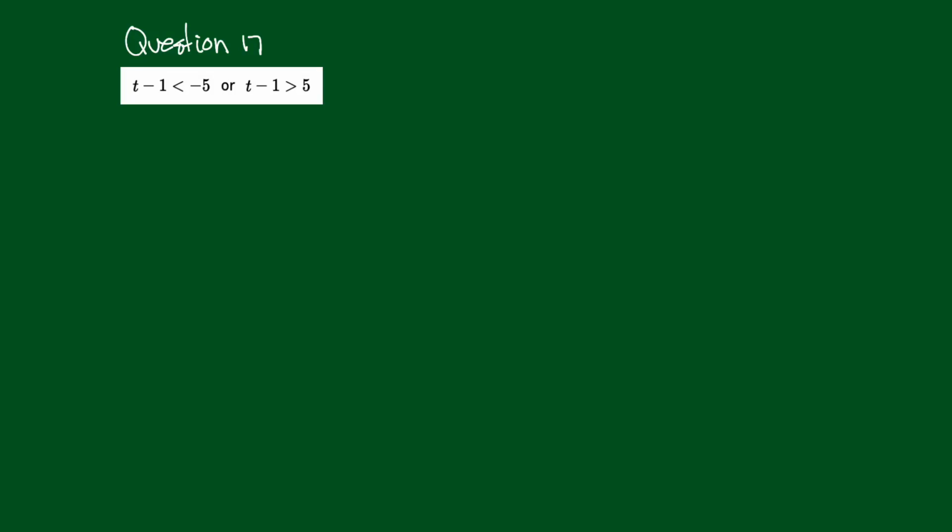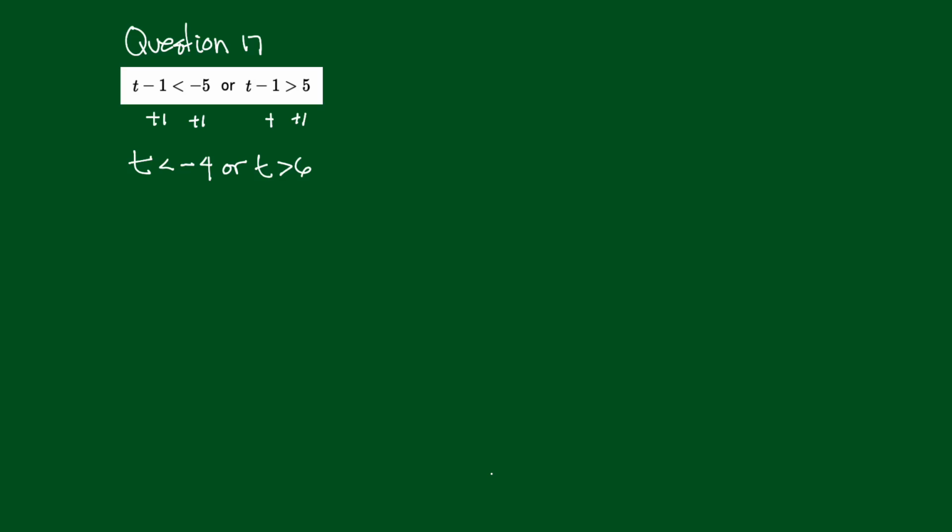I'm going to add 1 over here, and then I'll have to add 1 over here, but I have to add 1 to all the parts, right? So here's what I'm going to get. t, now -1 plus 1 is gone, is less than, now -5 plus 1 is -4, or t, and that -1 plus 1 is gone, and then 5 plus 1 is 6.